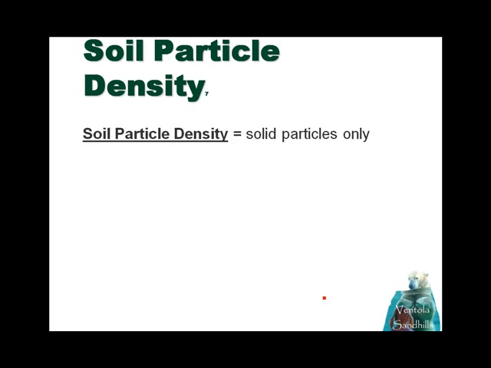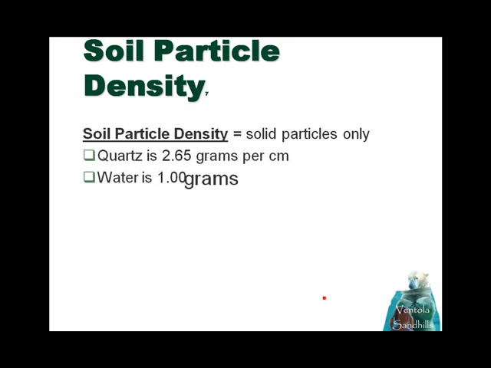Quartz, that's one rock. The particle density of quartz is 2.65 grams per centimeter cubed. Water is 1 gram per centimeter cubed. So that's a number you need to put in your head and memorize. That's very important. So if a soil has a bulk density, and bulk density we're going to talk about next is the density of the soil with the airspace. We dry it out so that there's no water in there.